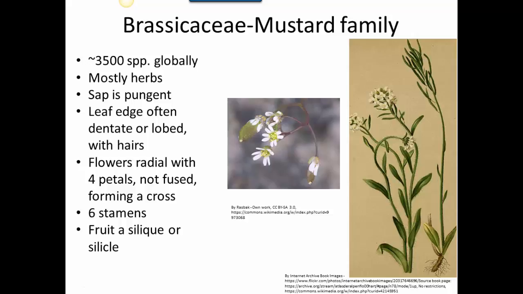Okay, now let's look at the mustard family, or the Brassicaceae family. This is another family. It's not quite as large, but I'm emphasizing this one because it has some really strong unifying characteristics that you can generally see in the field. So it's a good family to know if you're getting into identifying plants in the field. There are about 3,500 species within the mustard family globally.